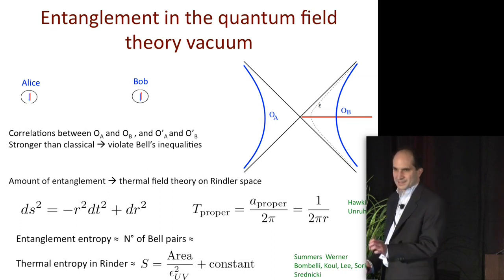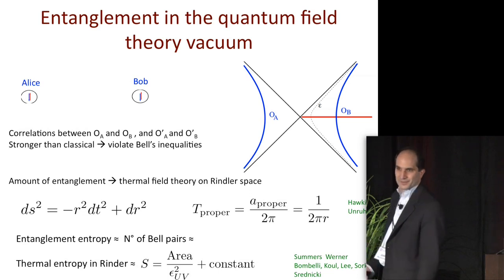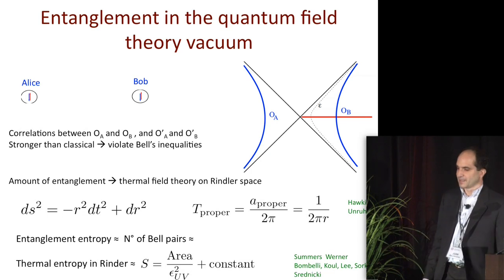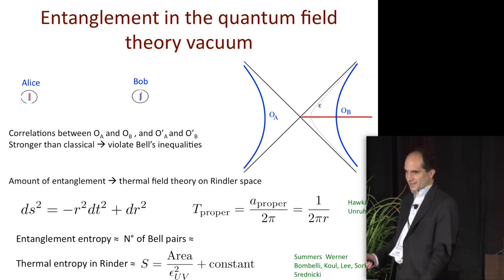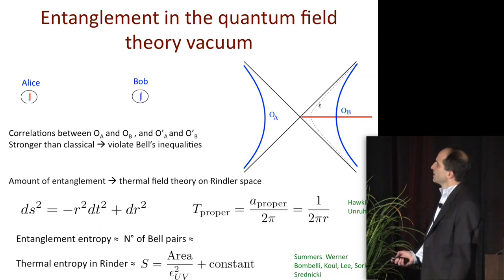Of course, in order to access this entanglement, you have to do a weird thing. You have to be a very accelerating observer who does this measurement. And this guy also has to accelerate very, very fast. But they can access an infinite amount of entanglement in principle. Okay. So that's in ordinary field theory.